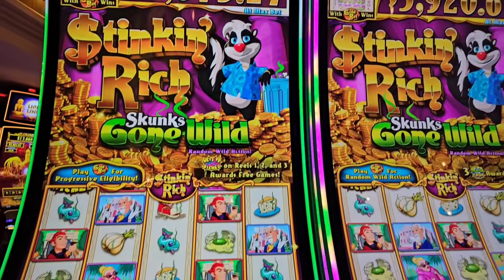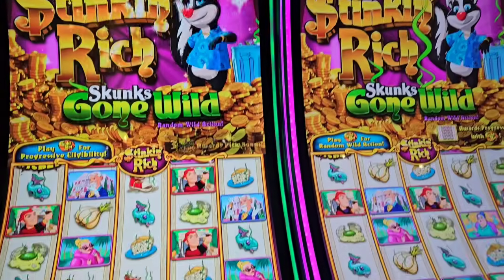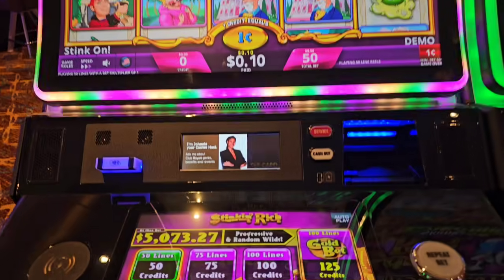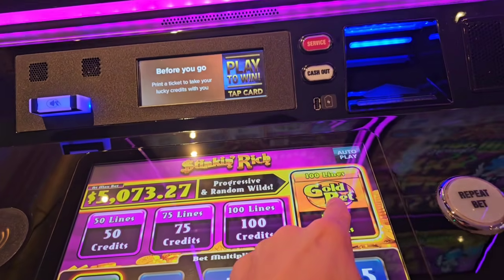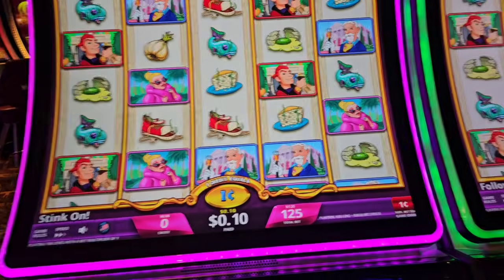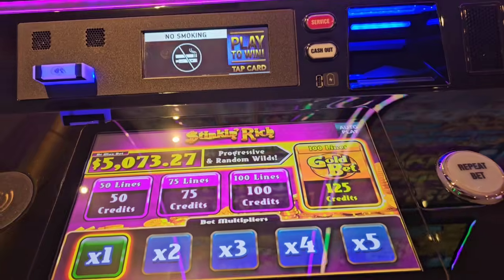So this is a video reel, Stinkin' Rich, Skunks Gone Wild. And what I just wanted to point out on this one, there are progressives and there are different features, but you can play up to 100 lines. For video reels, 100 lines is generally a lot. So the more lines in general, the lower volatility.